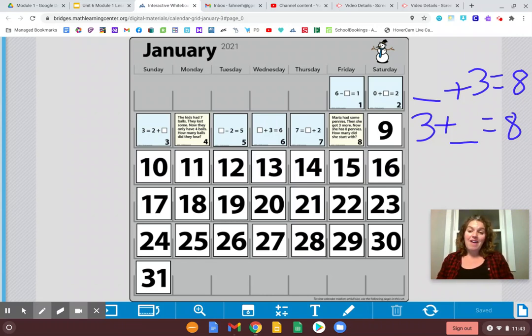Or you could use our fact family knowledge, and instead of adding, we could actually subtract. So we could say, well, 8 minus 3 equals blank. And that might help us figure out the answer. So what do you think our answer is? Using any of those 3 equations, what would our missing number be?